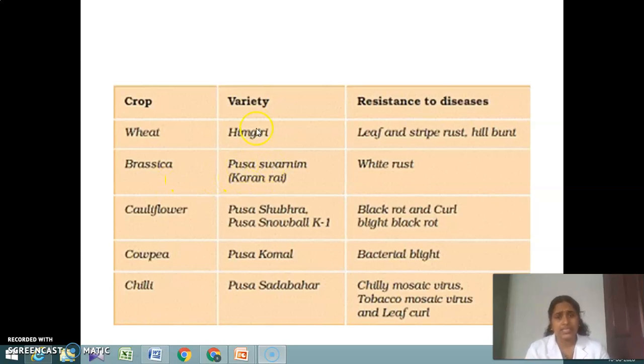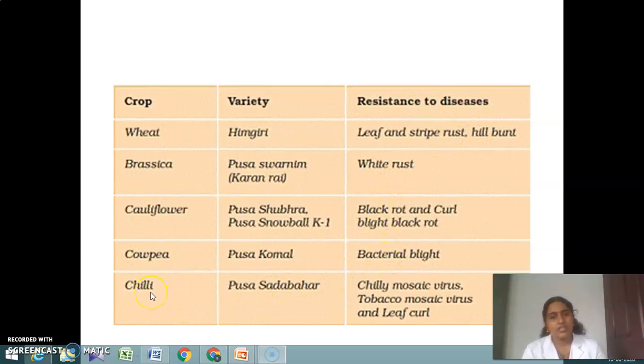Pusa Swarnim is a variety and it can resist white rust disease. Clear? It's a mustard variety, mustard species. Third one, cauliflower. Pusa Shubhra and Pusa Snowball K1 are the varieties. They can resist black rot and curl blight black rot disease. Then the second last one is cowpea. Its variety is Pusa Komal and it can resist bacterial blight disease.